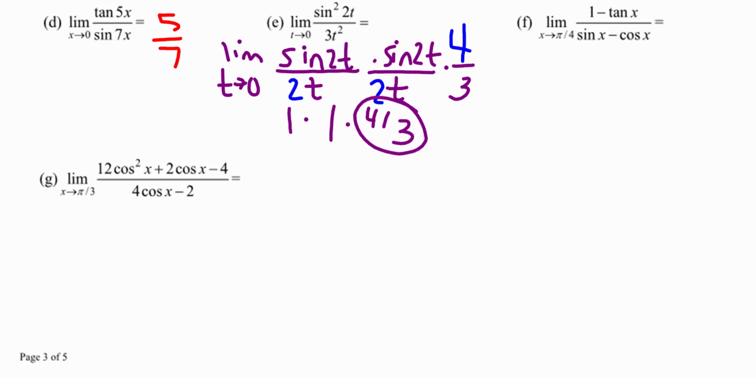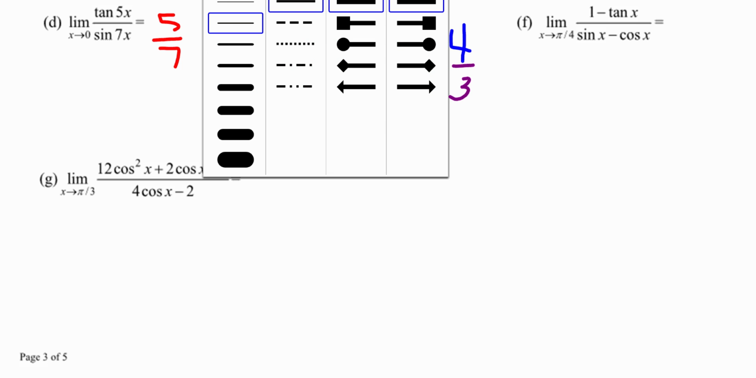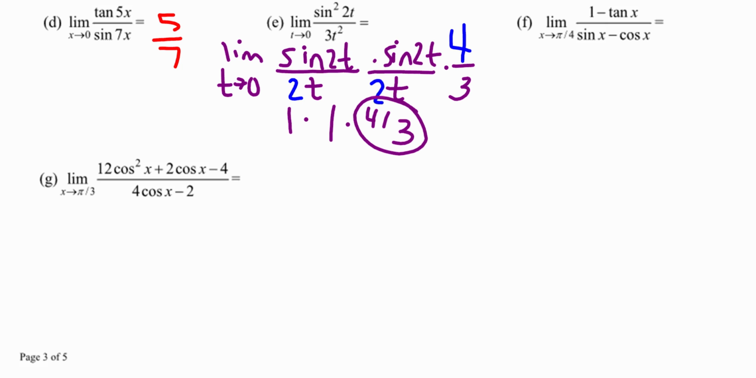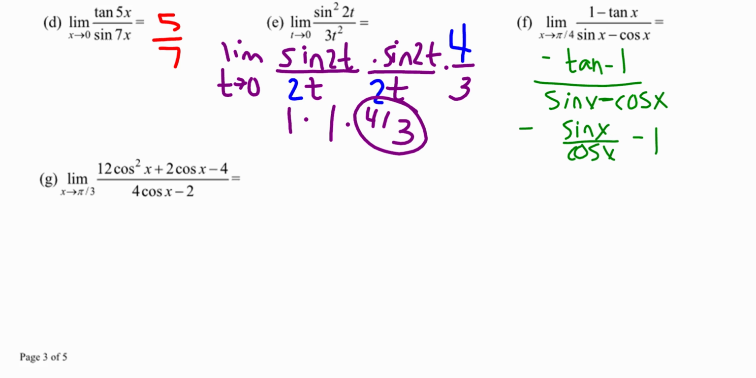Alright, this one, let's see, what can I do? There's a lot of things to do with this. I'll take my time, get a little smaller pen here. Let's start by pulling a negative out in the front, because I don't want to have that 1 minus tangent up there. Alright, well, I see a sine and cosine in the bottom, so maybe I should turn the top into sine and cosine. And actually, instead of writing 1, I'm just going to write cosine over cosine so I can combine them.